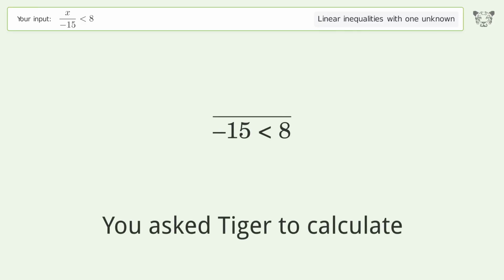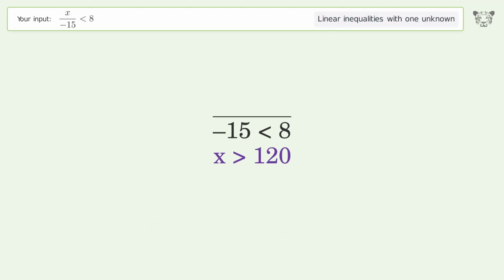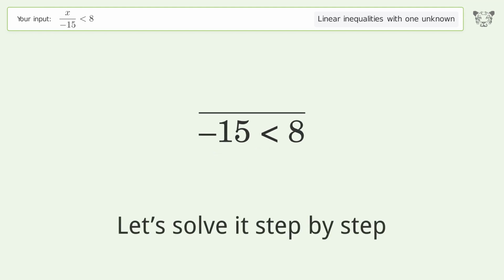You ask Tiger to calculate. This deals with linear inequalities with one unknown. The final result is x greater than negative 120. Let's solve it step by step.